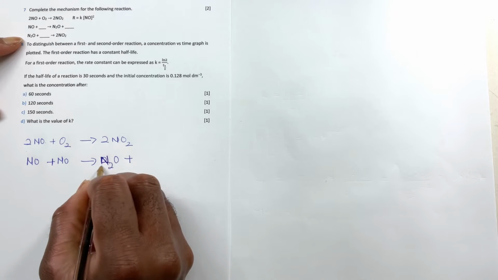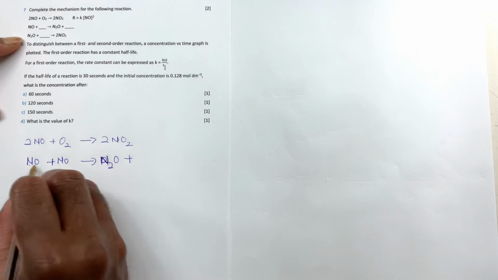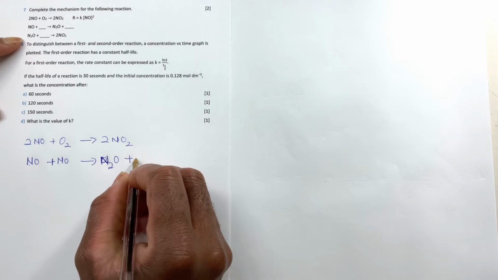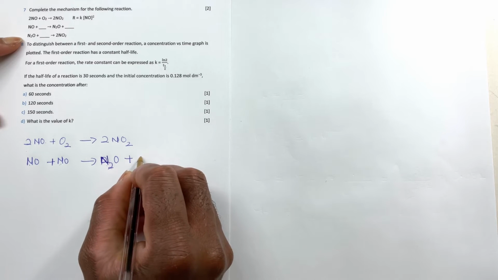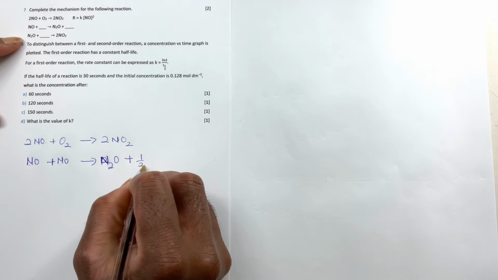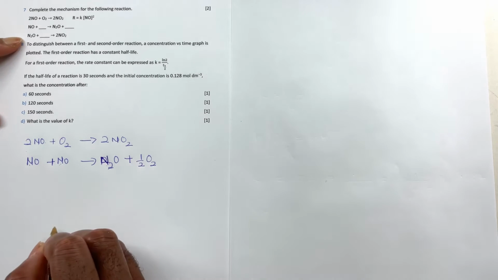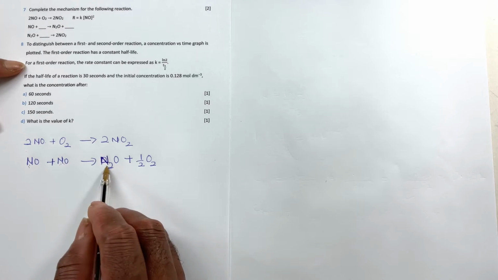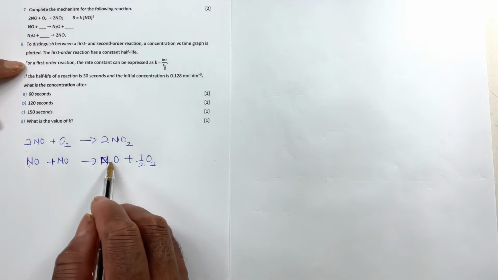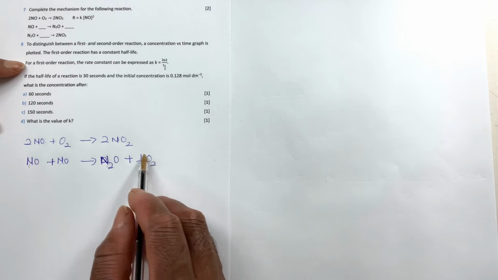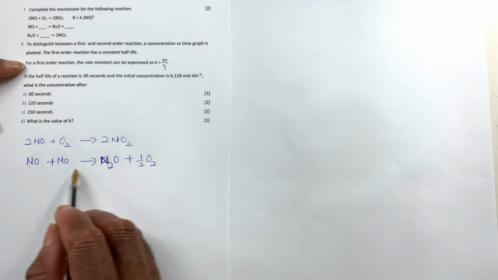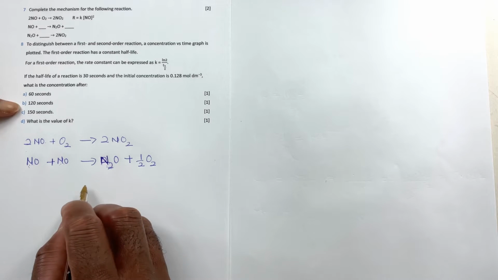To be able to get the 2N here, I've got two N's here, and that will give me oxygen here. So I need a half of oxygen gas. That will be balanced because I've got 2 nitrogens here, 2 nitrogens there, 1 oxygen there, and 1 oxygen atom here because it's a half of O2. That's 1 oxygen, so that's 2. That's balanced.